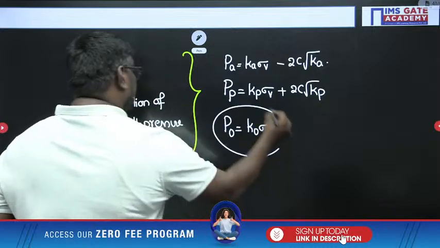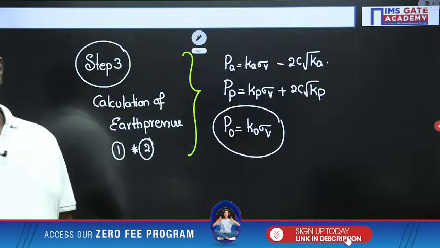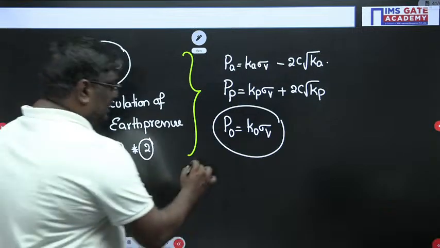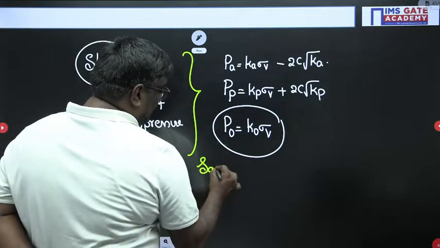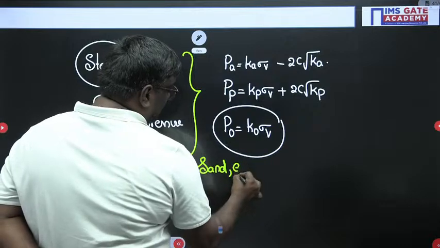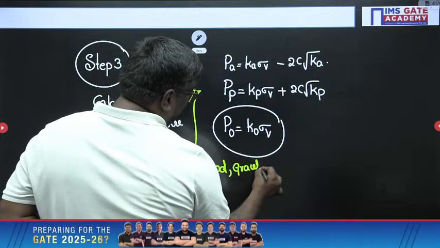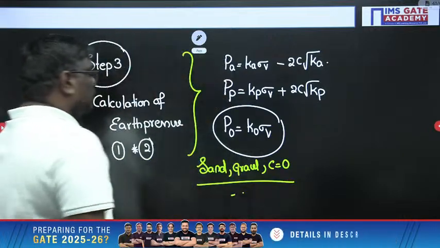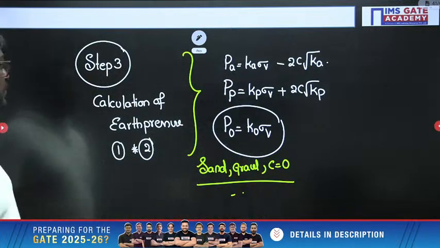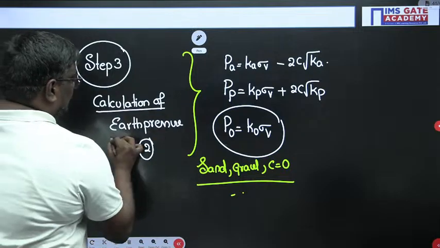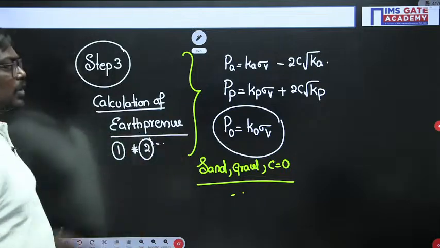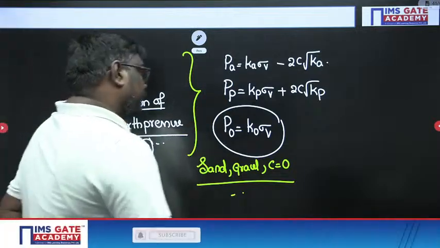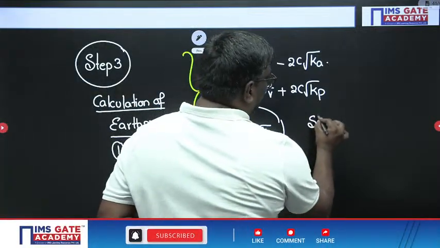Remember, my dear students, they need not tell whether the soil is cohesionless. If they have given the soil as sand and gravel, C will be equal to 0. So in step 3, the calculation of earth pressure, you have to multiply step 1 or follow this.